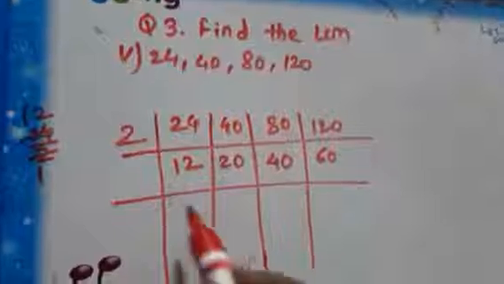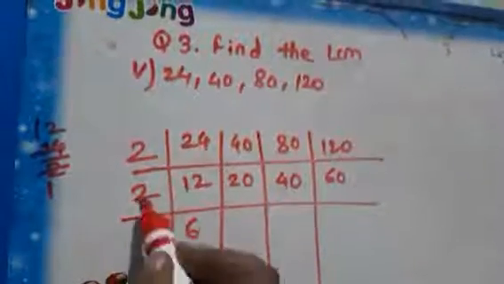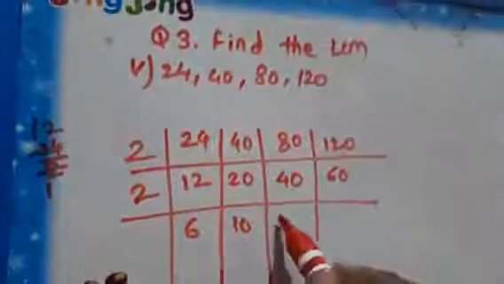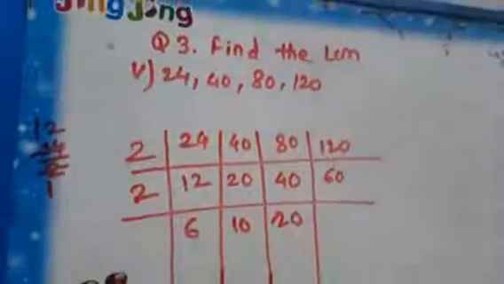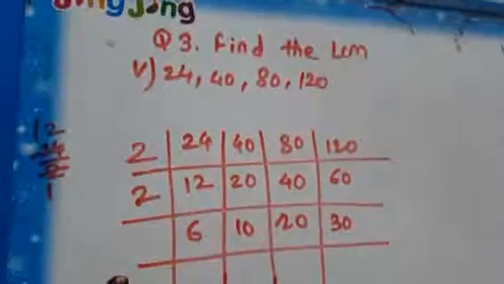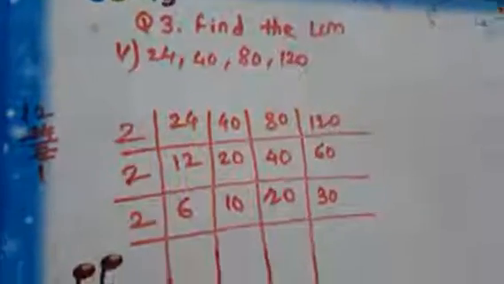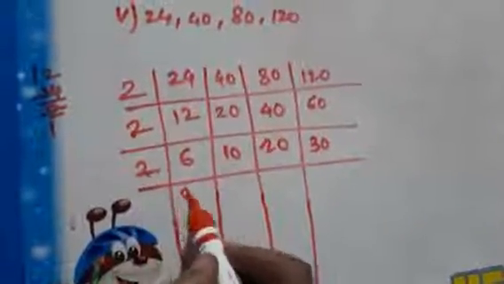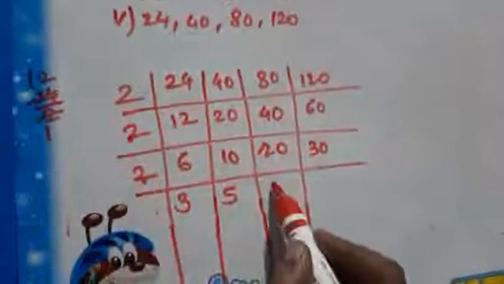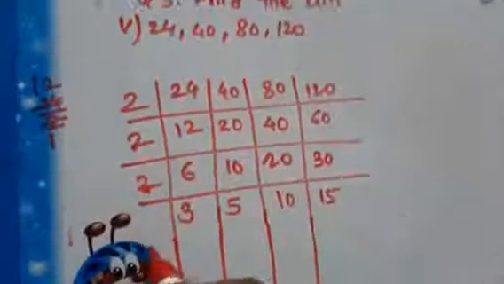Again, these all numbers are divisible by 2. 2 sixes are 12. 2 into 10, 20. 2 into 20, it will be 40. And 2 into 30, it will be 60. Again, all numbers are divisible by 2, so we will take 2 again. 2 threes are 6. 2 fives are 10. 2 into 10, 20. 2 into 15, 30.